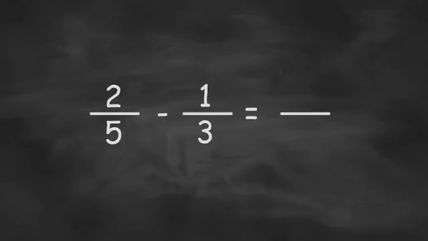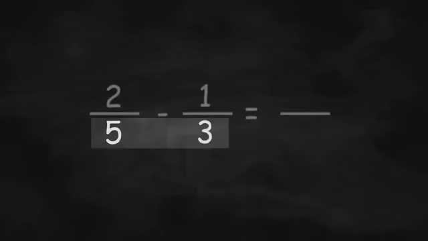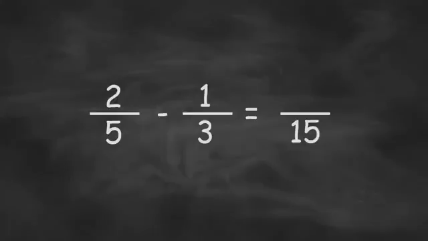Now here's where it gets more complicated. In this example, we have different denominators, and we can't easily make one denominator match the other. So here's where our handy trick comes in play. You can use this for any fraction subtraction problem or addition problem for that matter. So all we have to do here is multiply the bottom numbers. So in this case, we take 5 times 3 and we get 15. That's going to become our denominator of our answer.